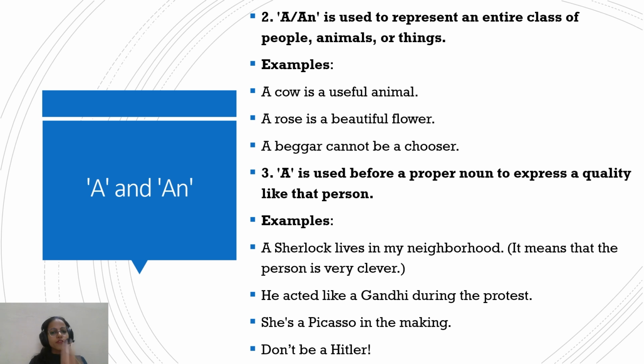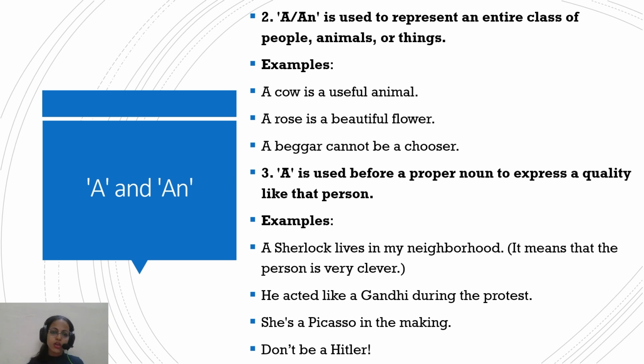So I am trying to refer to that quality of that person. I'm giving it a name, Sherlock, because it resembles Sherlock's cleverness or his minute observation skills. So a Sherlock lives in my neighborhood. Here Sherlock as an individual is not being invoked. Only the quality is being referred to by that person's name because of the resemblance. So it means that the person is very clever. The use of Sherlock here has a meaning, not the individual Sherlock, but that person being clever. So when a proper noun is used in this context, only then a can be used.